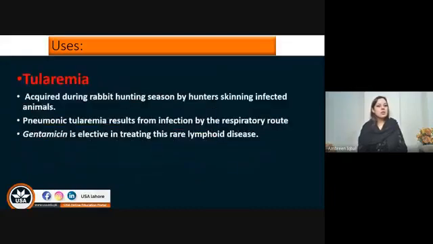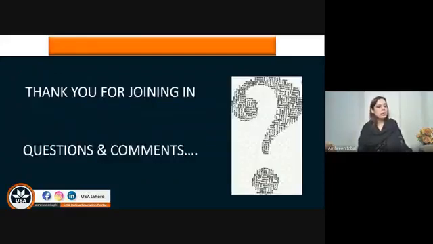Next is tularemia. It's an acquired disease during the rabbit hunting season by hunters killing infected animals. Pneumonic tularemia results from infection by the respiratory route. Gentamicin is elective, or a very good drug of choice, in treating the different lymphoid diseases, I mean diseases of our lymph nodes. And this is all about aminoglycosides.